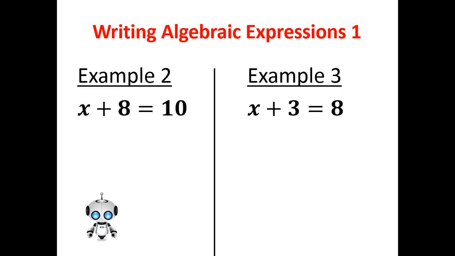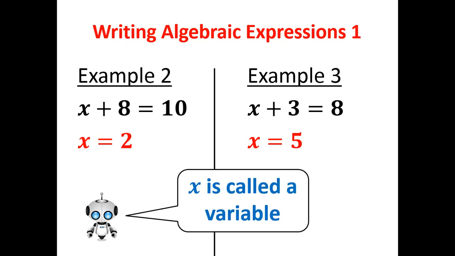Here is example 2 and 3 together. x plus 8 equals 10. Well, x must equal 2 in example 2, because 2 plus 8 is 10. But in example 3, x plus 3 equals 8. x has to be equal to the number 5, because 5 plus 3 equals 8. Now notice x is 2 or 5, depending on what problem we're solving. So x could change. So x is called a variable, because it can change depending on what problem we're solving.